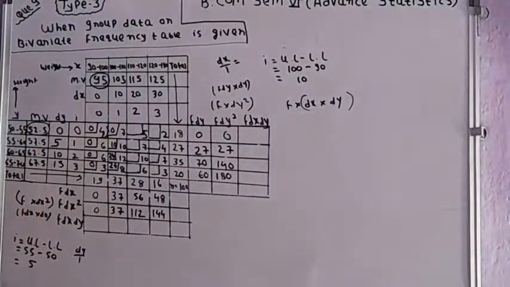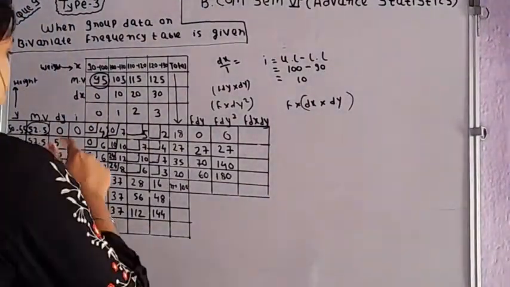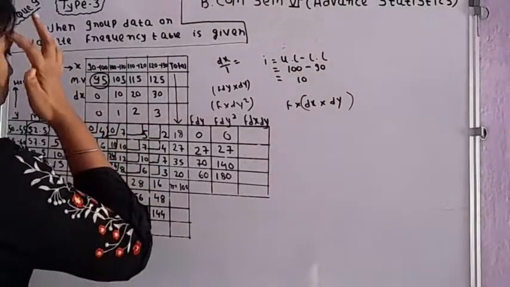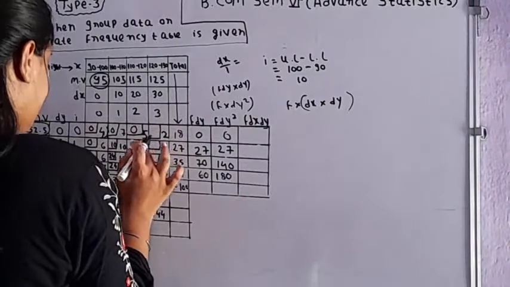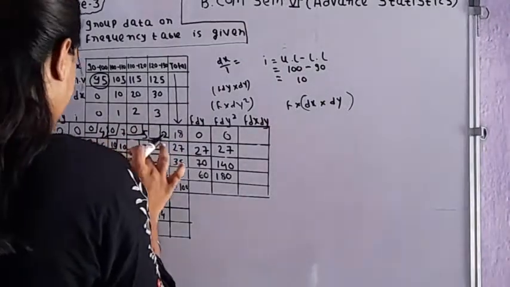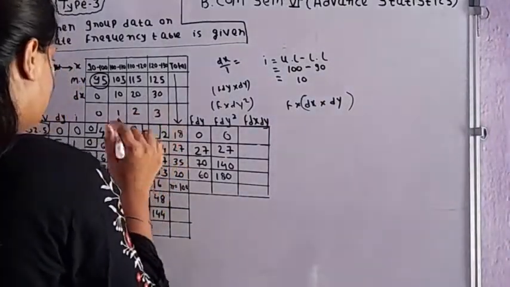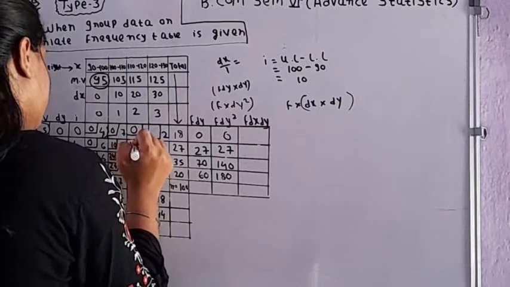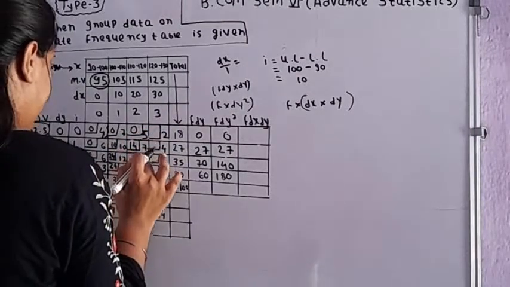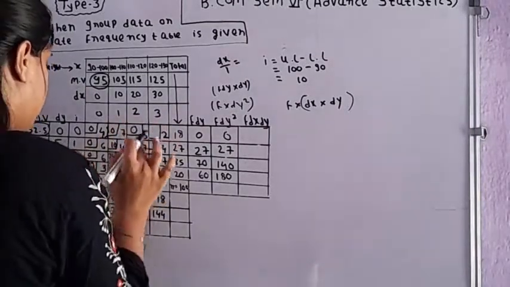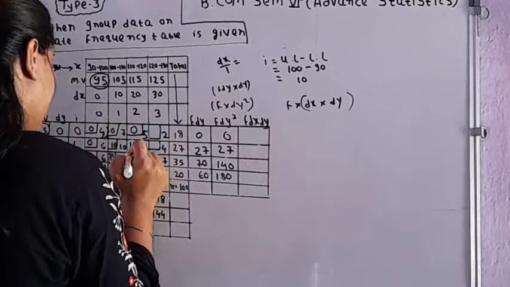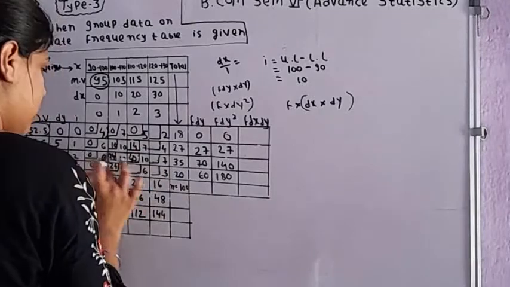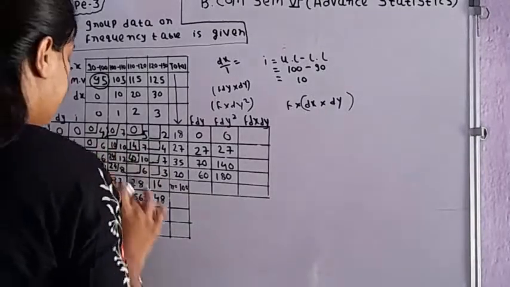Now let's do it for this frequency. Okay. So 5 into 0 into 2. It will become 0. After that 7 into 1 into 2. It will become 14. After that 10 into 2 into 2. 10 into 2, 20. 20 into 2, 40. After that 6 into 3, 18. 18 into 2.